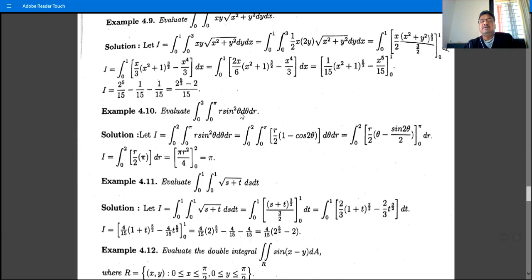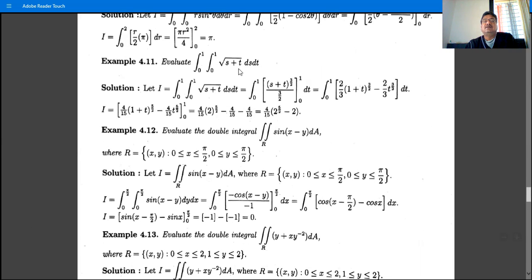Similarly, integral 0 to 2, 0 to pi, r sine square theta d theta dr. The limit on theta is 0 to pi, and the limit on r is 0 to 2. Integrating with respect to theta first, we have to integrate sine square theta, and we substitute its value, 1 minus cos 2 theta divided by 2. Integration of 1 is theta, integration of cos 2 theta is sine 2 theta divided by 2, from 0 to pi. Then the upper limit minus the lower limit, and then integration with respect to r gives r square by 2 times pi, so pi is the answer.